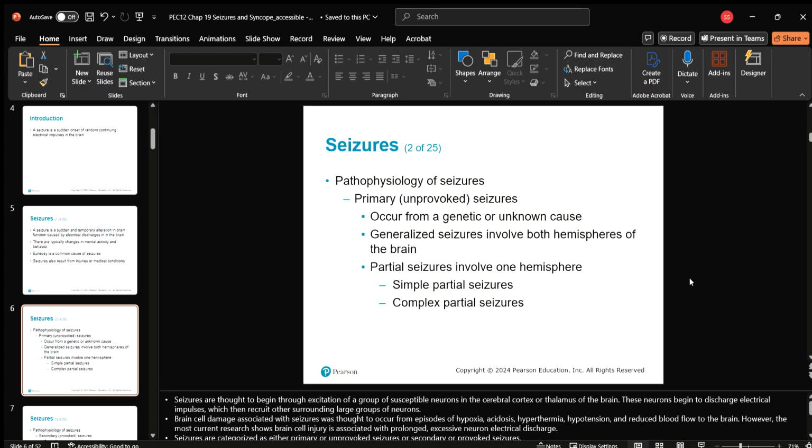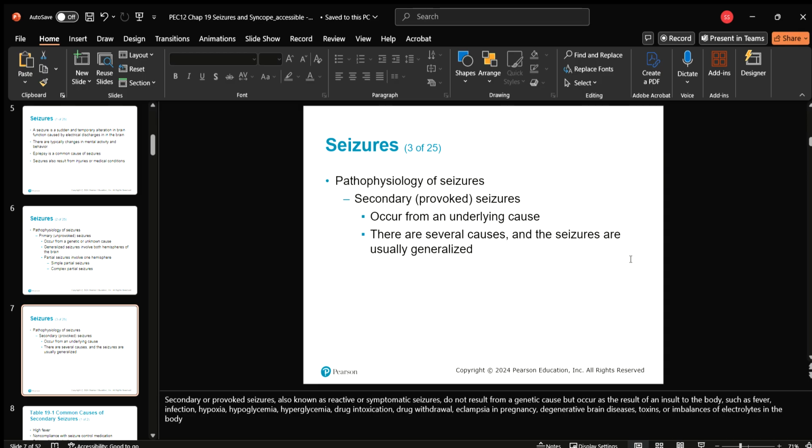Okay, so when we're talking about the pathophysiology, the why does this happen? In truth, they don't know exactly why seizures occur. They know what is happening, and they can explain that, but they don't know the initial why. Like I was talking about earlier, a partial seizure just involves one hemisphere of the brain, but it can expand to both hemispheres. And that's where we get our more severe tonic-clonic or grand mal seizures, as we know them to be called.